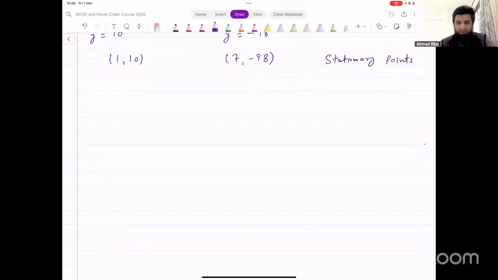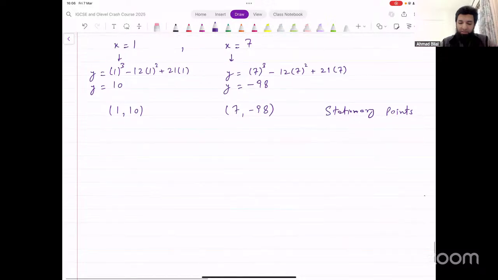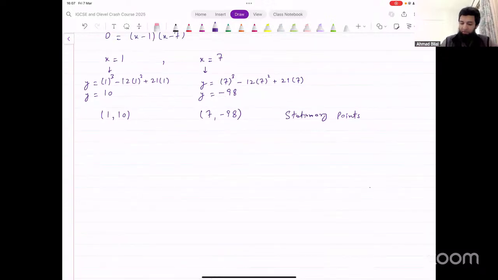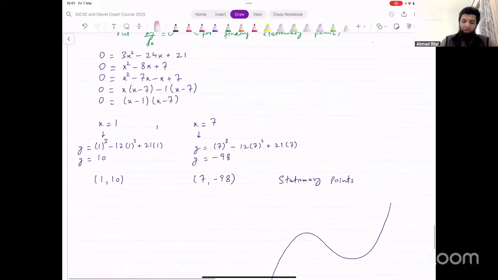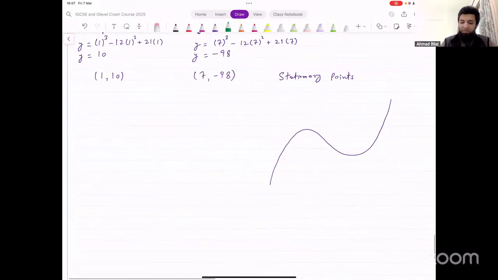So you can sketch the function, and then using the sketch, you can figure out if the point is a maximum or a minimum. This function is a cubic function, right? Its shape is going to be something like this. You can take some points, sketch that function, and then using the sketch, you would know that this point here is (1, 10), and the other turning point here is (7, minus 98). This is a maximum, and this is a minimum.